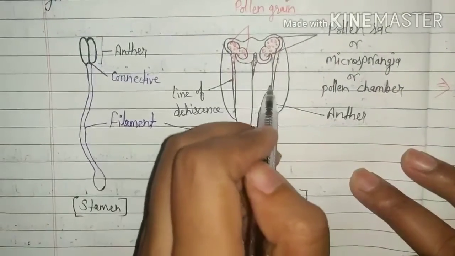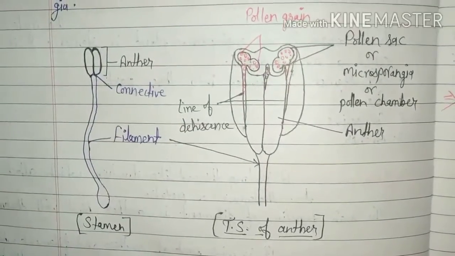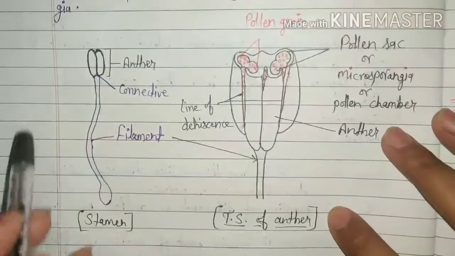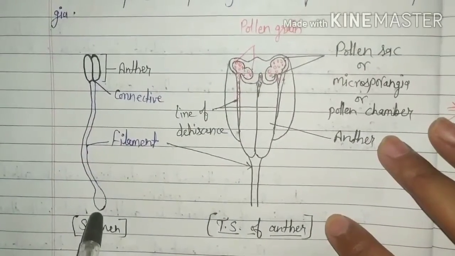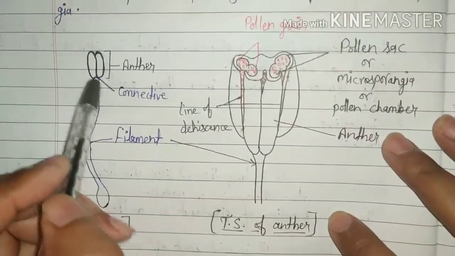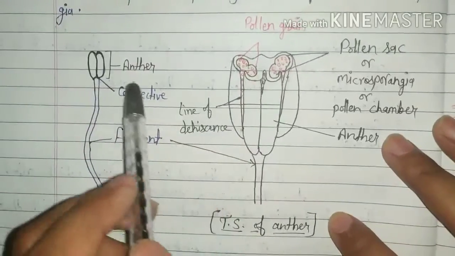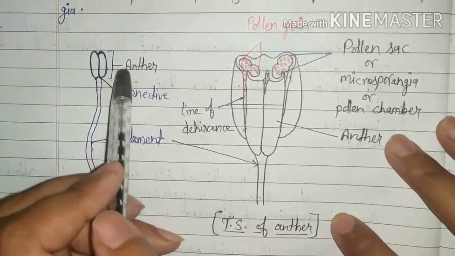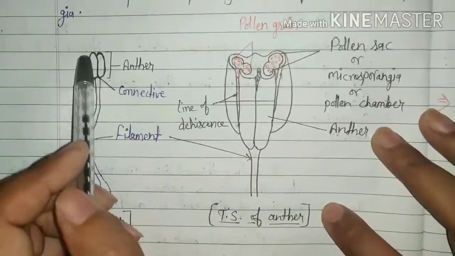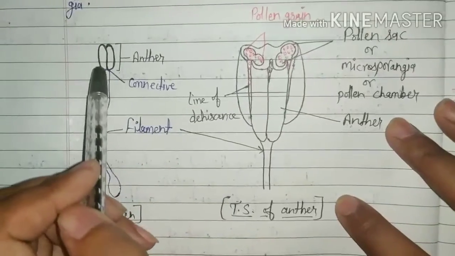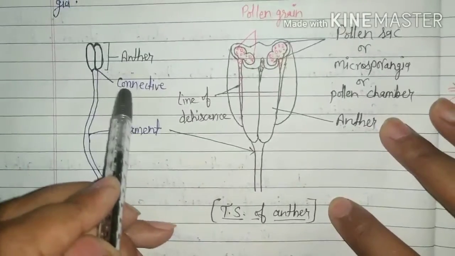Let's see the structure of the stamen and TS of anther. This is the basal part of the filament, which attaches to the thalamus or petals. The apex region of the stamen is called the anther. It has two lobes, that means dithecous condition. These two lobes are connected by a tissue which is called the connective.